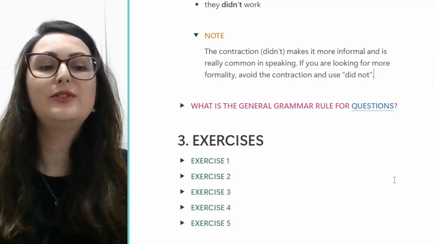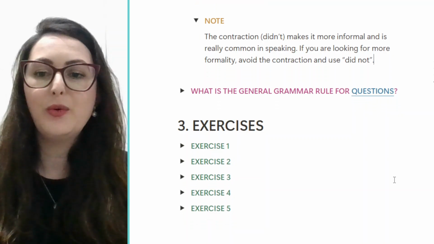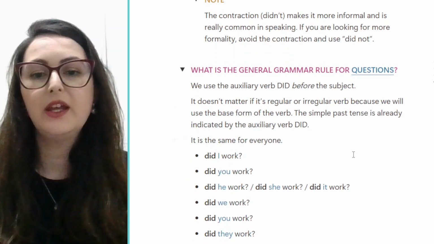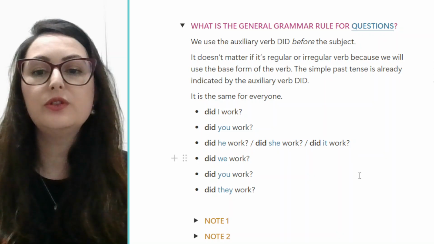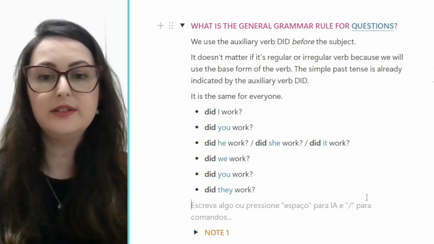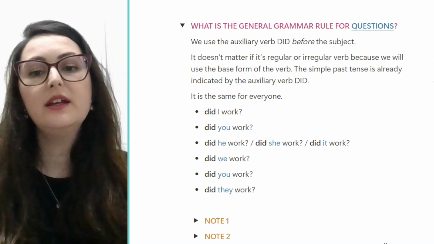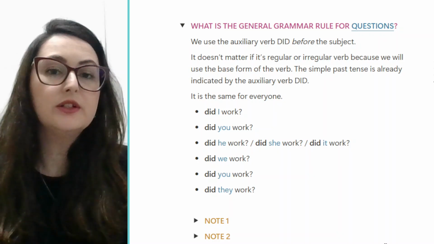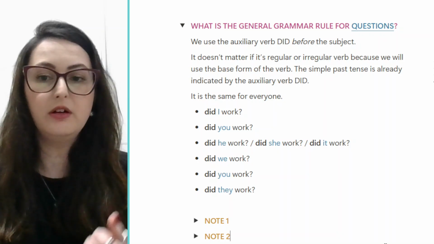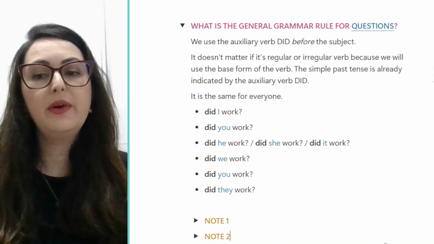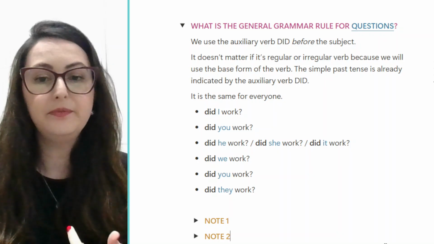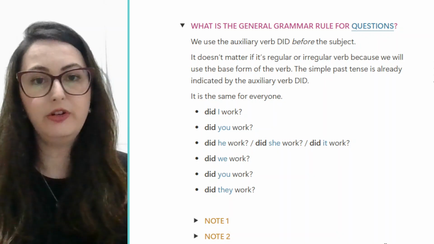Okay? So finally, the questions, the interrogative sentences. Now for this, we need to use the auxiliary verb did before the subject. And again, it doesn't matter if it's a regular or irregular verb because we will use the base form of the verb. And the simple past is already indicated by the auxiliary verb did. And again, it is the same for everyone.